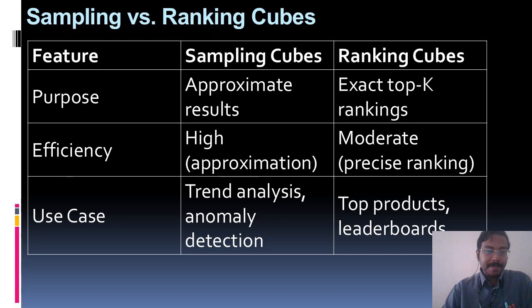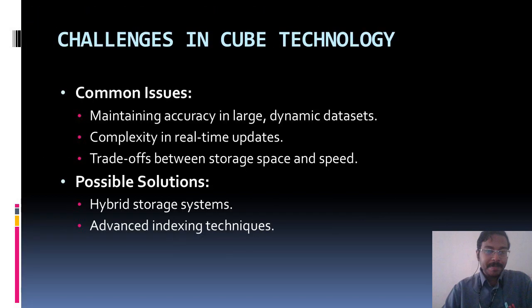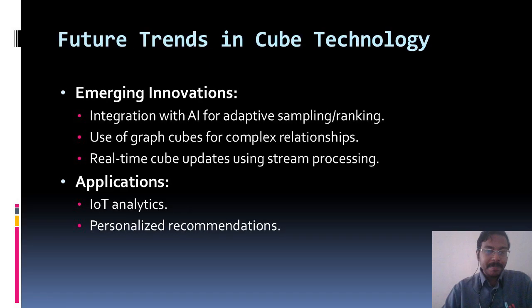Cube technology comes with challenges. Maintaining accuracy in large dynamic datasets is difficult. Real-time updates can be complex. There are also trade-offs between storage and speed. The solution often involves hybrid systems, advanced indexing techniques, or combining sampling with ranking approaches.